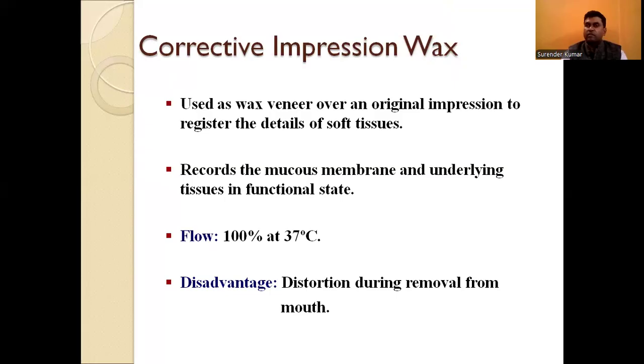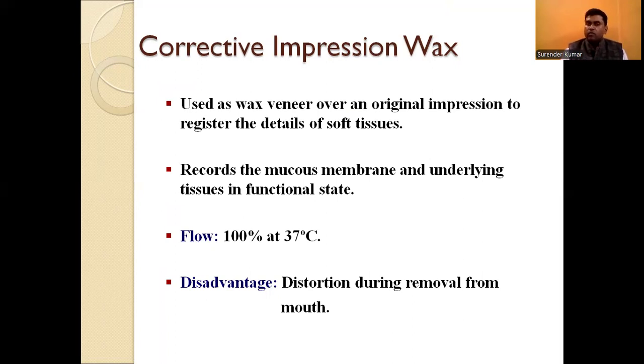Now, corrective impression wax is used as a wax veneer over an original impression to register the details of the soft tissue. That means we already made an impression, and over that we are using this corrective impression wax as a veneer to achieve better details of the soft tissues.